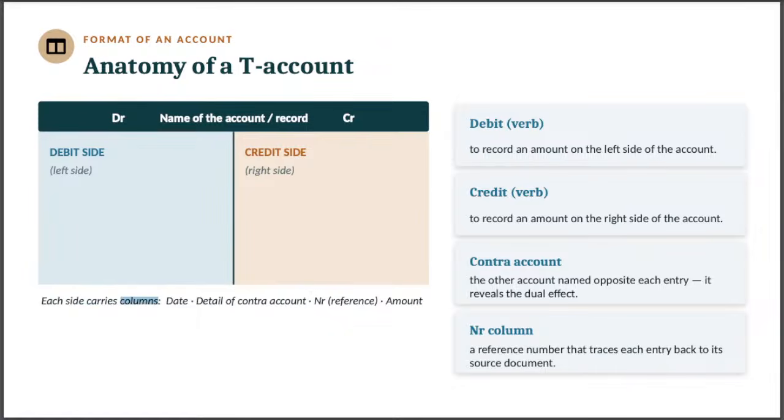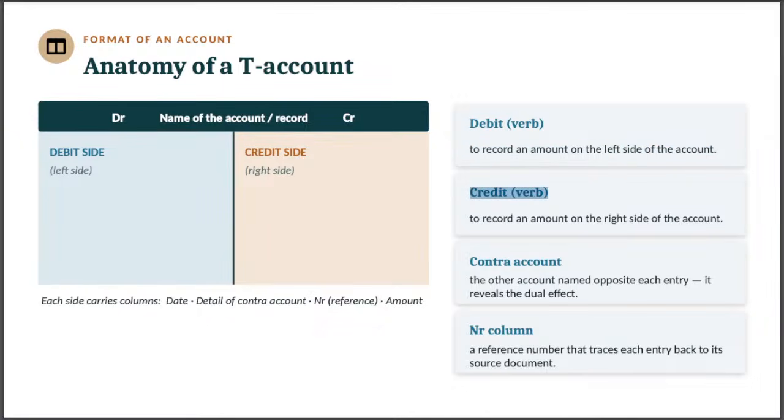Each side carries columns. We're going to have things like date, detail of contra account, the reference number here, and the amount. So these are the columns we're going to see in this setup on each side of this T account. So we have the debit, which is a verb, to record an amount on the left side of the account. So you get that? That's very simple. What's a debit? It's a verb. It means to record an amount on the left side of the account.